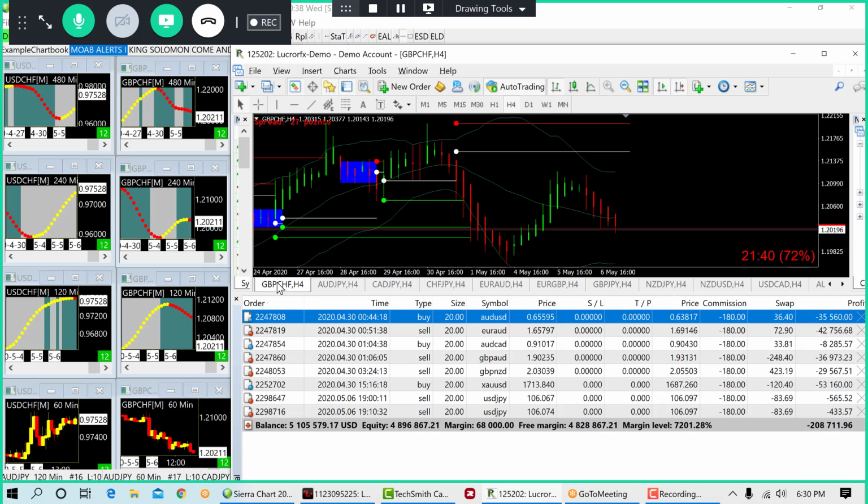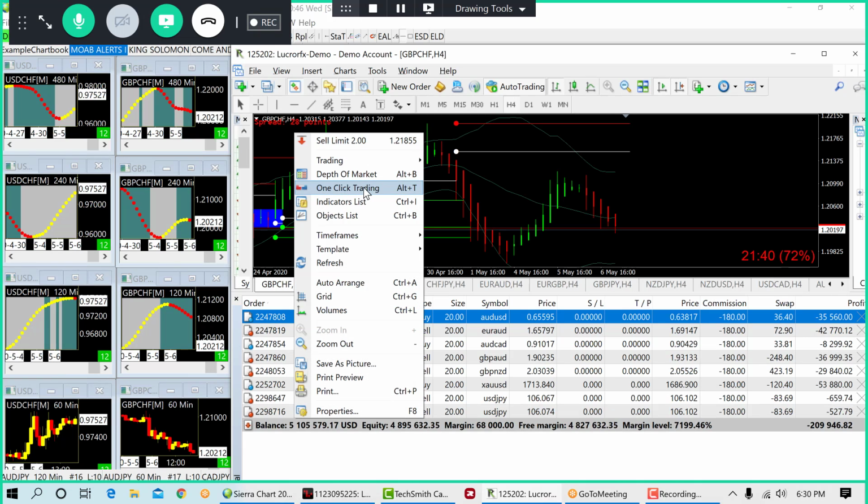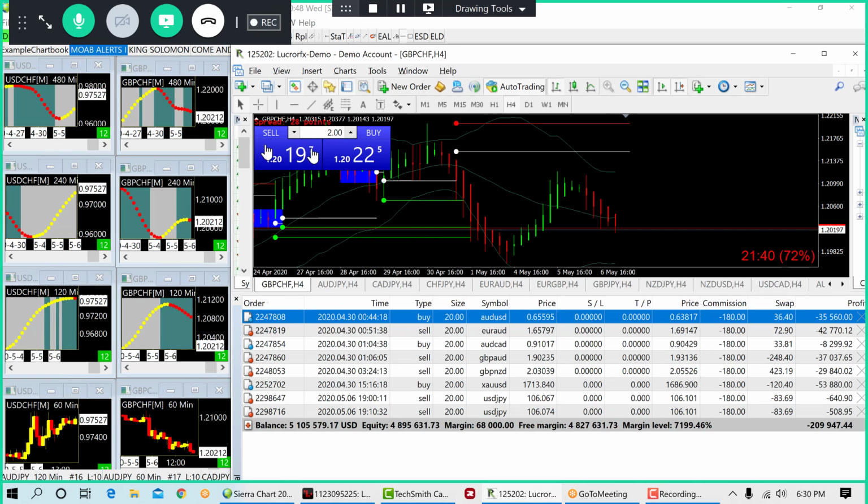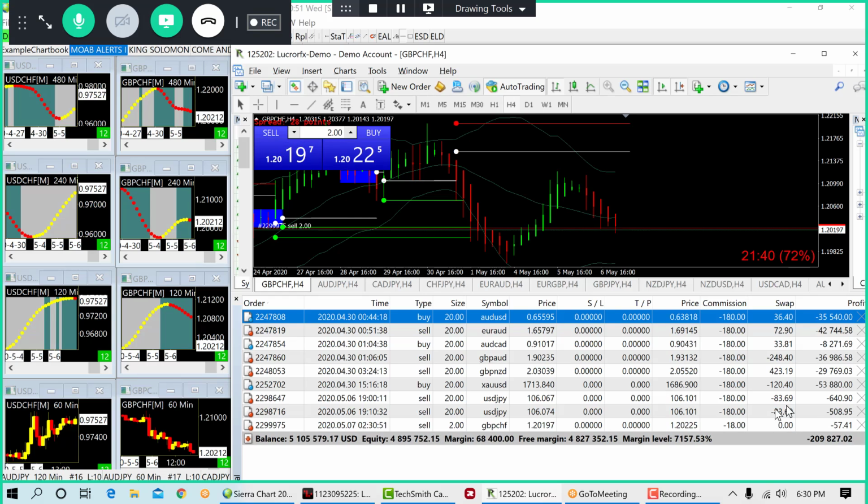There it is right there. Okay, so pound Swiss, short, short, short. It's not quite there yet, but let's go ahead and take it. It'll show right here. The reason why it immediately went negative is because their commission comes out of it. But let's take a look at it.